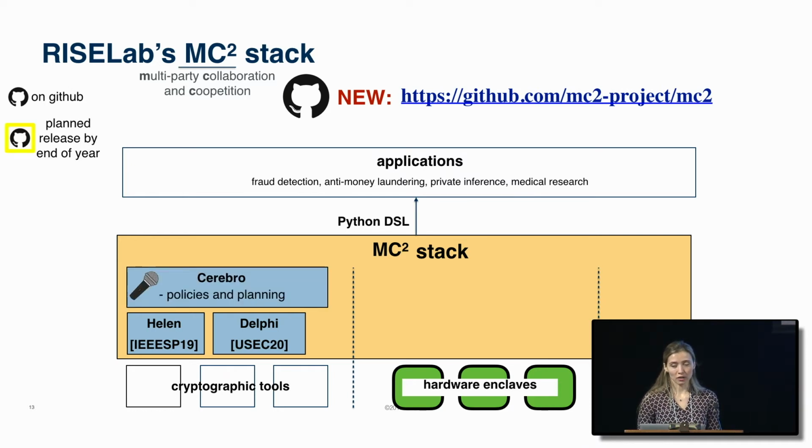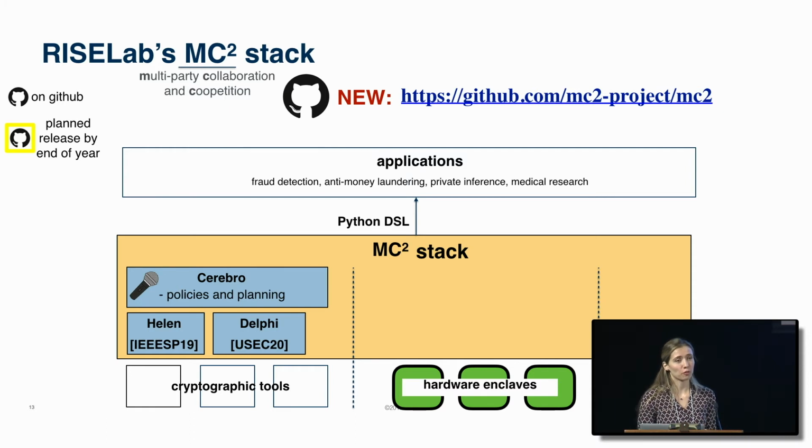Now you're going to hear in the next talk from Wenting about Cerebro, which can take a generic Python DSL and compile it down to a cryptographic execution. And Cerebro is nice because it can plan that execution for you to give you good performance, as opposed to being fixed to using one state-of-the-art library that in some cases can be very slow.